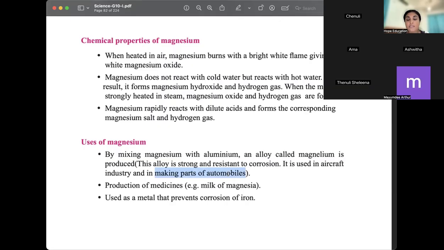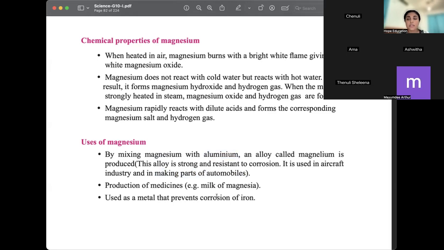Because an aircraft is something very risky, right? So you have to be very careful when designing an aircraft. They have to make sure that the metal is not subjected to corrosion. So we use this magnesium alloy, because that alloy doesn't get corroded. And it is made from magnesium and aluminium.